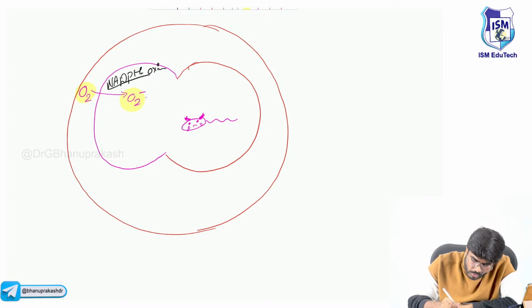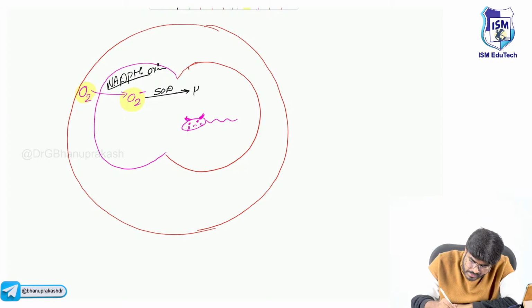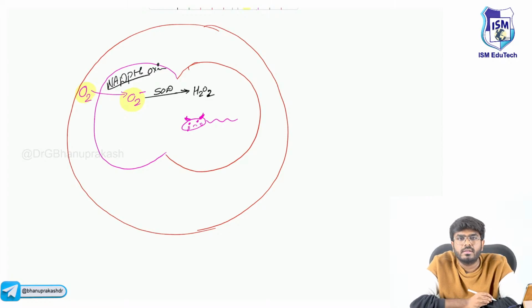Now, this O2 minus, with the help of one more enzyme called superoxide dismutase, these oxygen free radicals, the superoxide ions, are converted into H2O2, hydrogen peroxide. But this hydrogen peroxide is also not a great chemical. Of course, it's a free radical, but it's not a powerful thing.